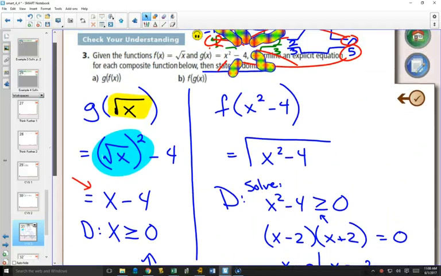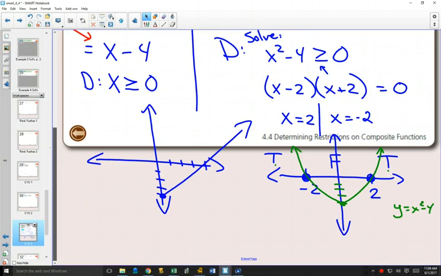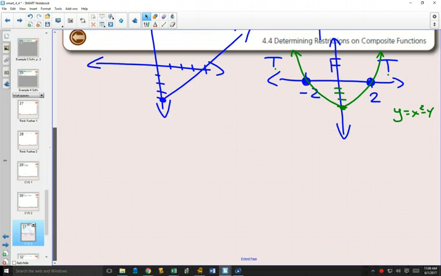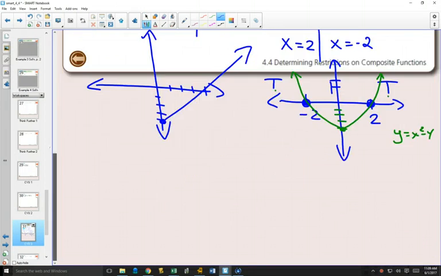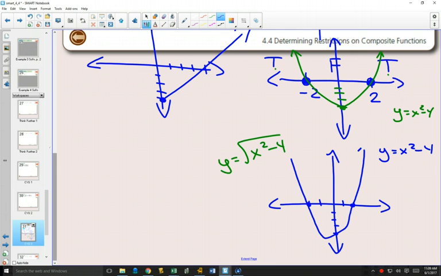Now, if we were asked to graph the square root of x squared minus 4, well, then we would use what we learned in chapter 2. So in chapter 2, if you wanted to graph y equals the square root of x squared minus 4, first you could graph the inside function, which we already did above, but we'll do it again. It has 2 and negative 2 as intercepts. There's our vertex.